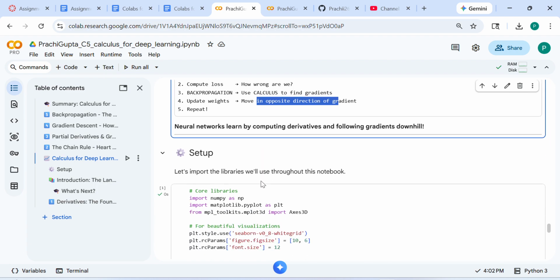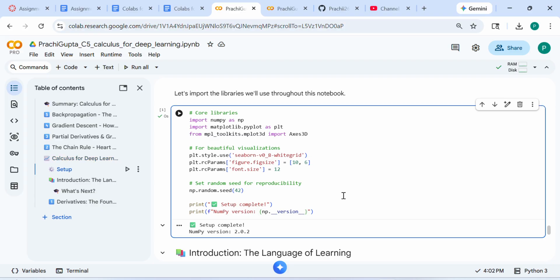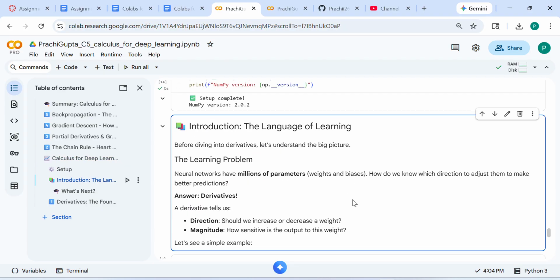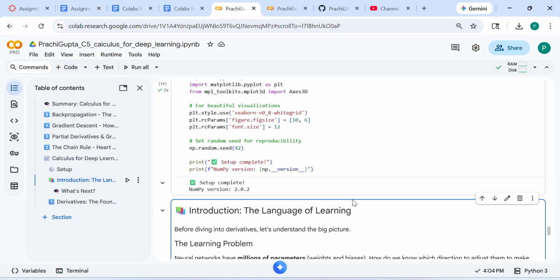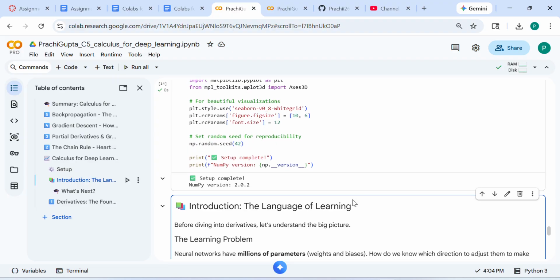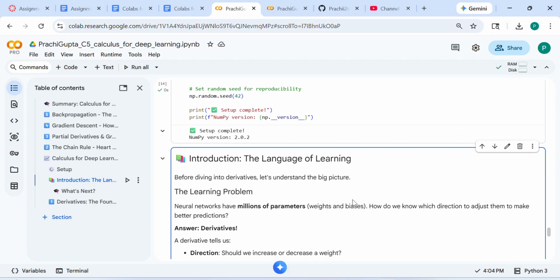So let's start. First I'll do the setup. This cell imports the core stack: numpy for math, matplotlib for visualization, and plot style settings to make plots consistent and readable across the notebook.